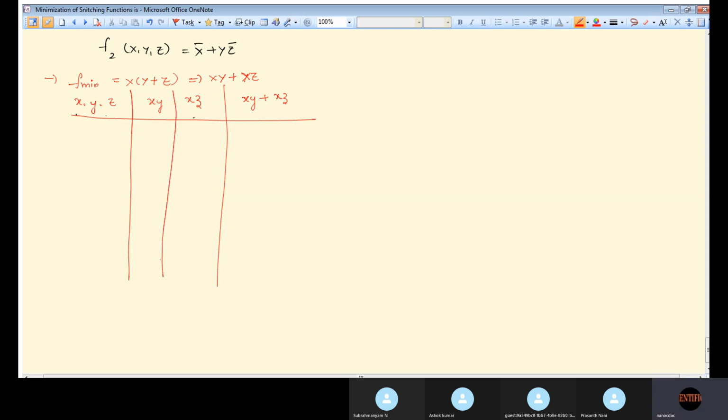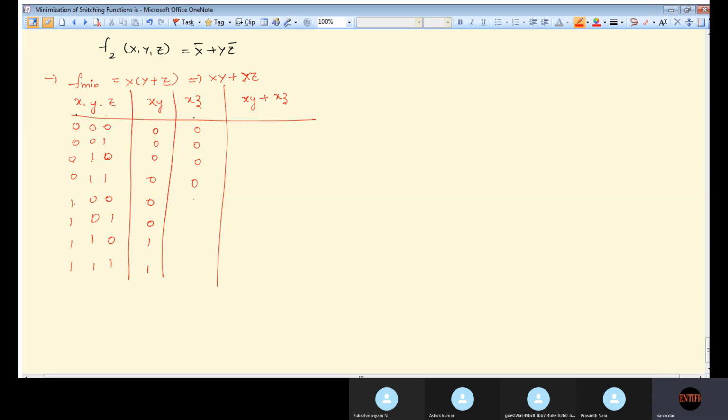Now tell me the values. X, Y, Z will be 0, 0, 0, 0, 0, 1, 0, 1, 0, 0, 1, 1, 1, 0, 0, 1, 0, 1, 1, 1, 0, 1, 1, 1. XY, what will X into Y be equal to? 0, 0, 0, 0, 0, 0, and here 1 and 1. X into Z will be equal to what? Here it will be 0, 0, 0, 0.